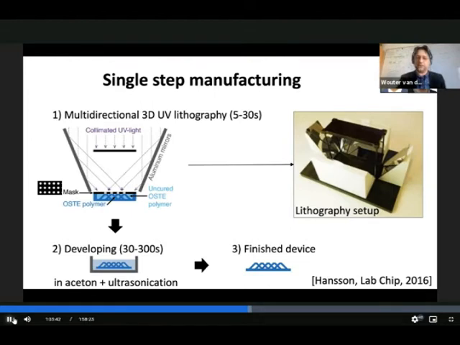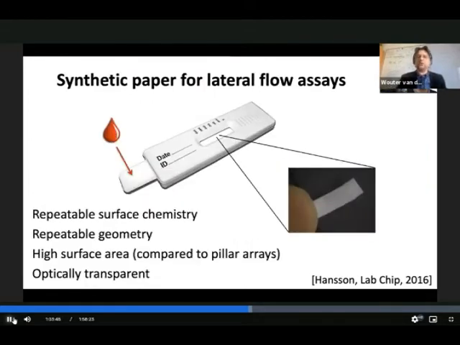Now we want to use this for lateral flow assays, for doing testing, such as, for example, what we see now coming with COVID, you see this test coming. Why do we want to use this paper?